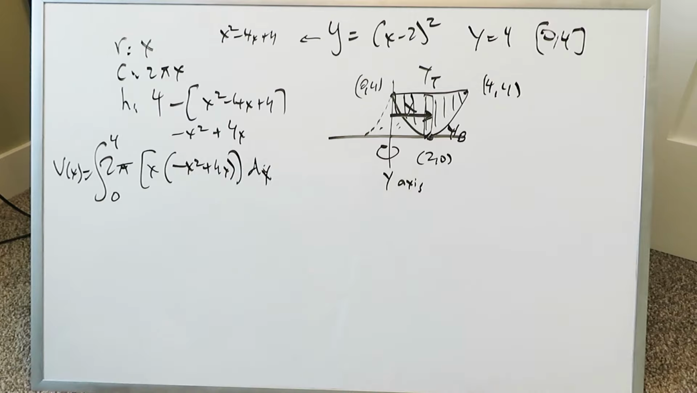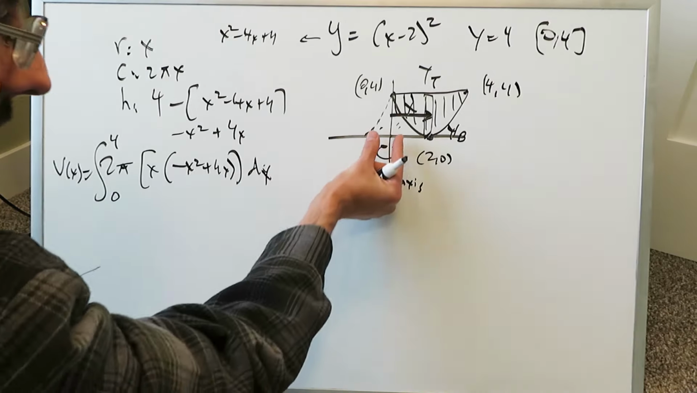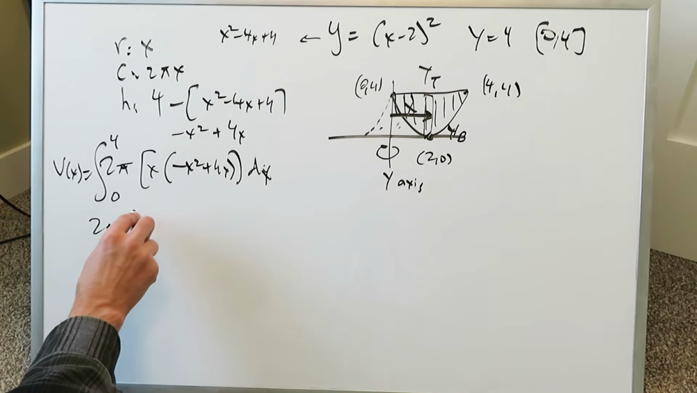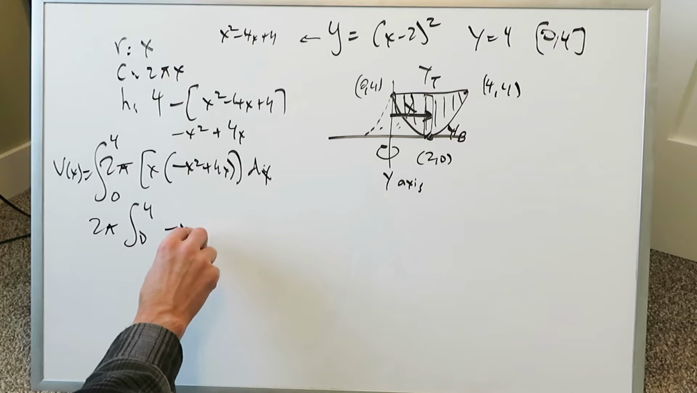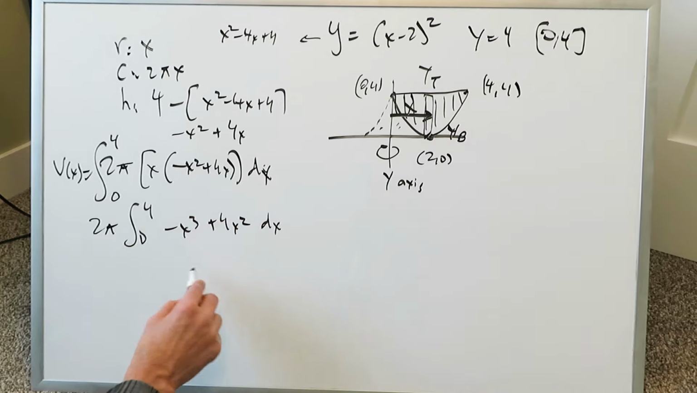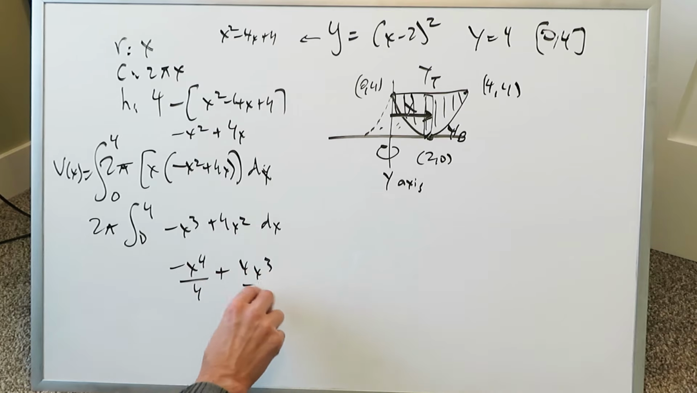That right there is your equation to determine the volume of that closed solid, not the inner portion underneath which is open. You have 2 pi, integral from 0 to 4 of minus x cubed plus 4x squared dx. You can integrate this. This is minus x to the 4 over 4 plus 4x cubed over 3.